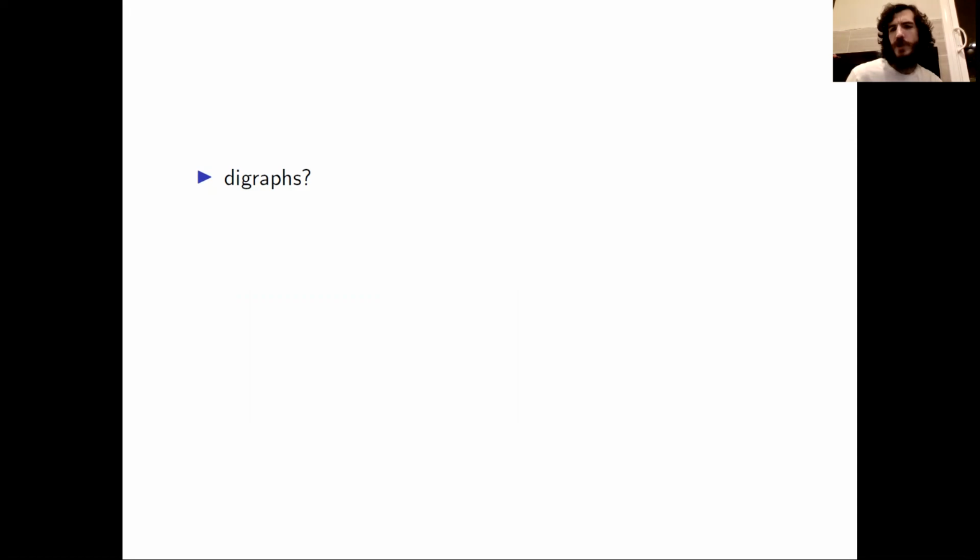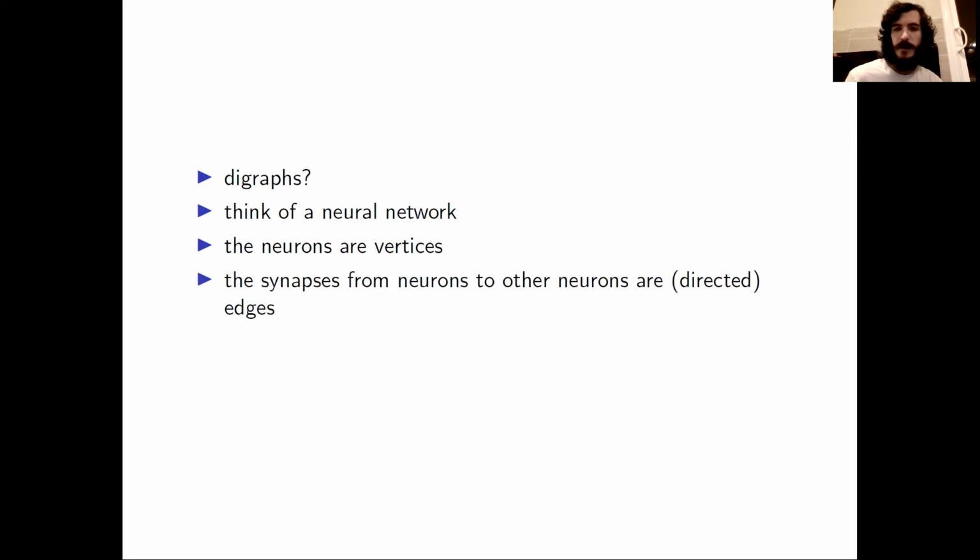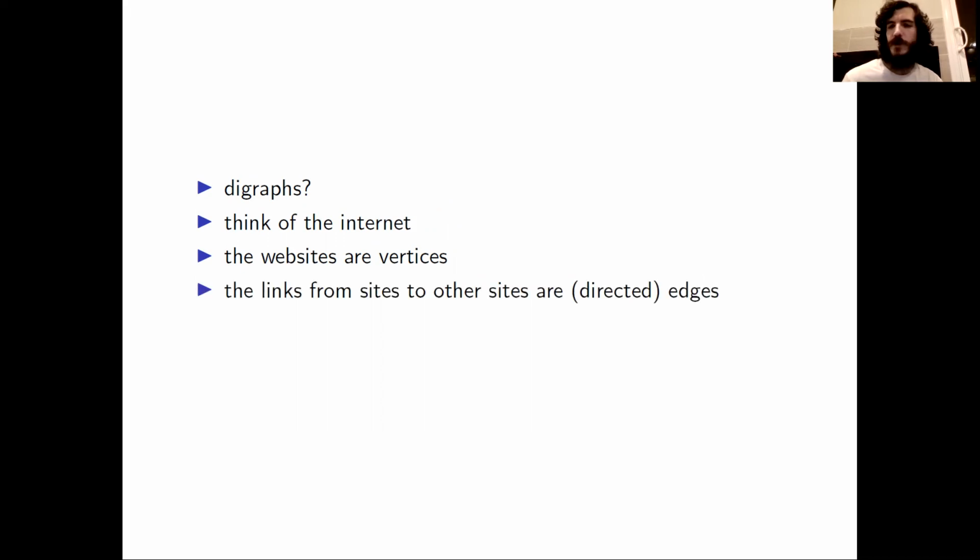So how should we think about digraphs? One way to think of them is to think of a neural network. The neurons are vertices in the digraph. The synapses from neurons to other neurons are edges, directed edges. Another way we can think about digraphs is in terms of the internet. In this example, the vertices are websites. The directed edges are links from sites to other sites.